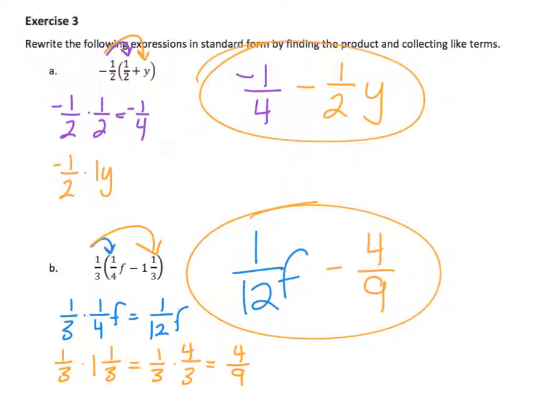When combining in part A, we used the distributive property, and then we didn't have any like terms, so my answer was simply negative 1/4 minus 1/2 y. In part B, we did the same thing, we just distributed, and when I did so, I got 1/12 f minus 4/9. Those are not like terms, and so that's my final answer.